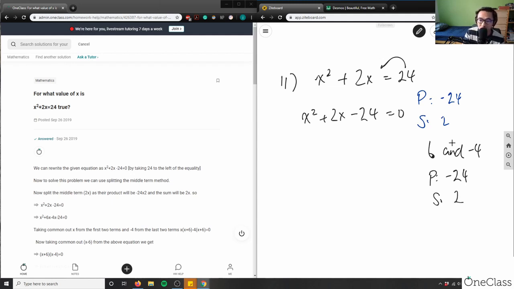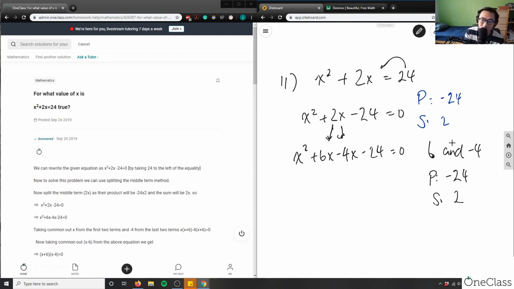What I'm going to do is break this middle term down into two parts, 6 and negative 4. So I have x squared plus 6x minus 4x minus 24 equals 0. I'm breaking the middle part down, since 6 minus 4 equals 2, so I can totally do that.